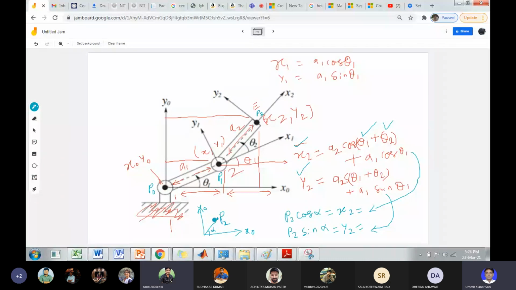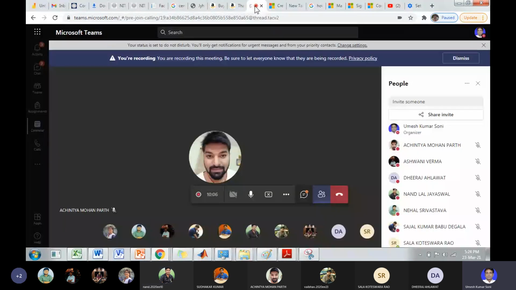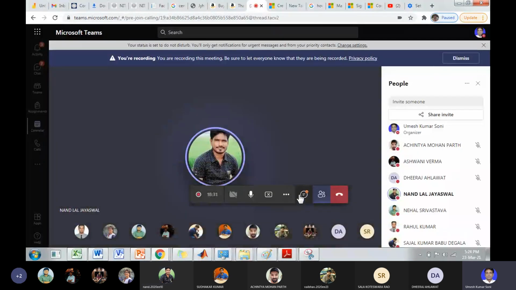Suppose this is point 1.36. Sir, x2 is equal to 0.366. x2 equal to 0.366. Use the chat box, please.